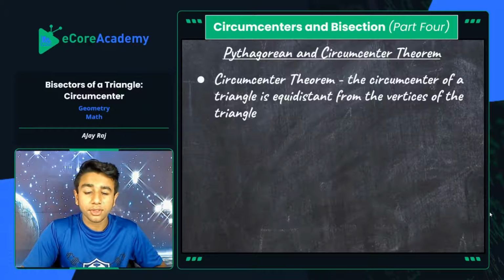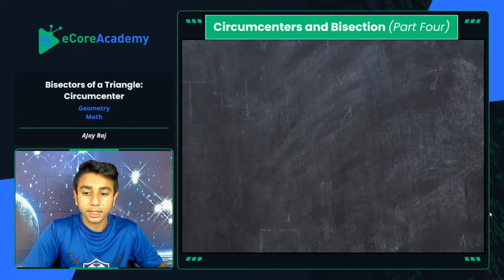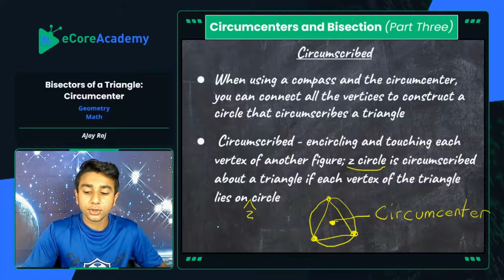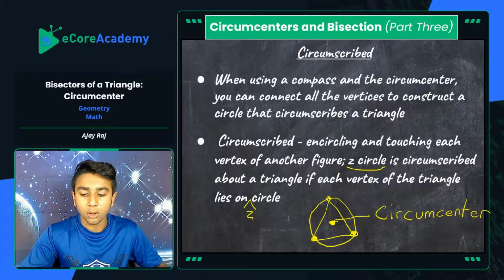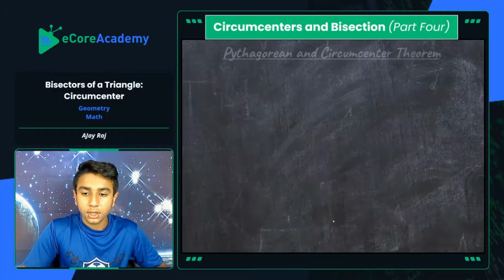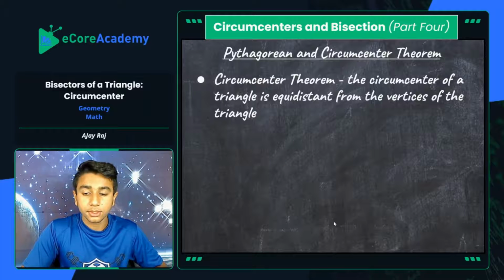The circumcenter theorem states that the circumcenter of a triangle is equidistant from the vertices of the triangle. If we look back at my previous slide, this circumcenter has an equal distance to all points. It's basically the center of this circle, so it'll be equidistant from all points of the circle as shown. That's what equidistant means in all possibilities.